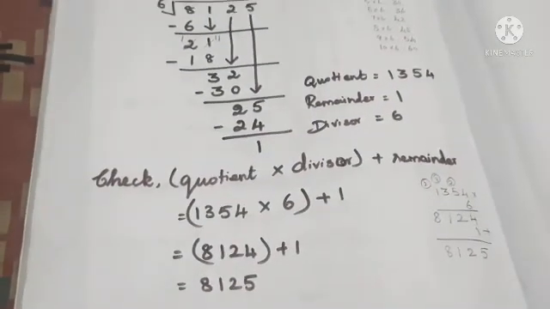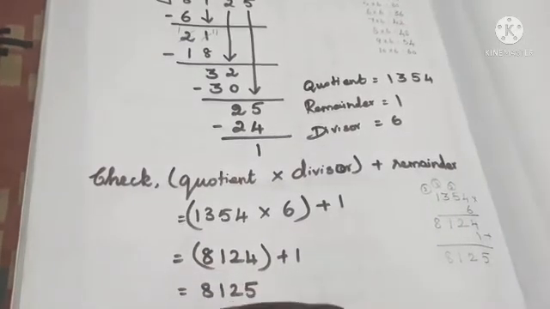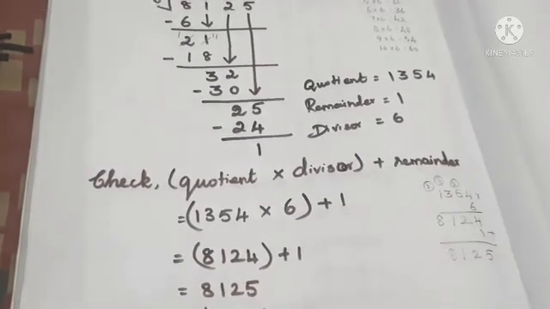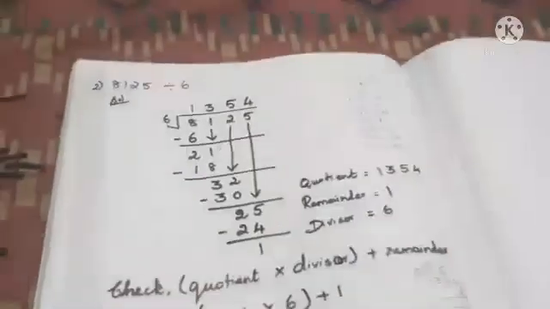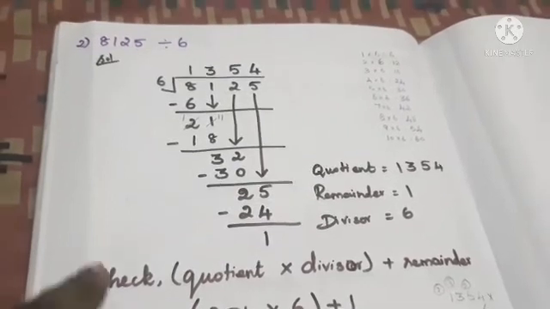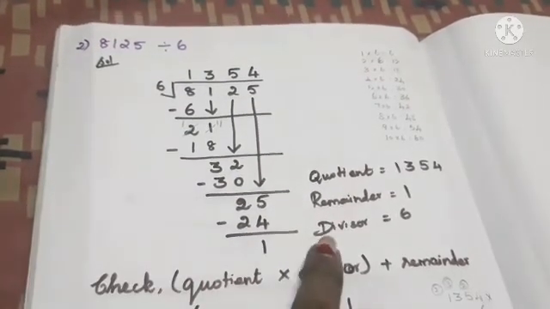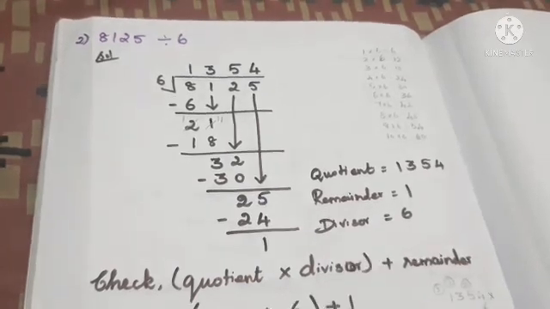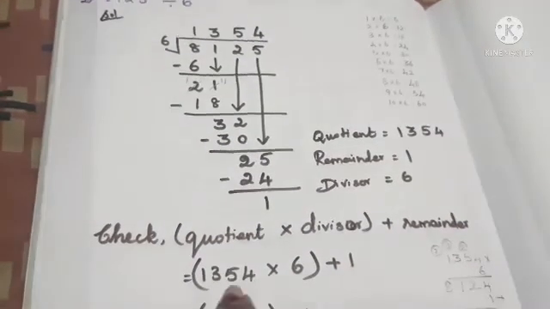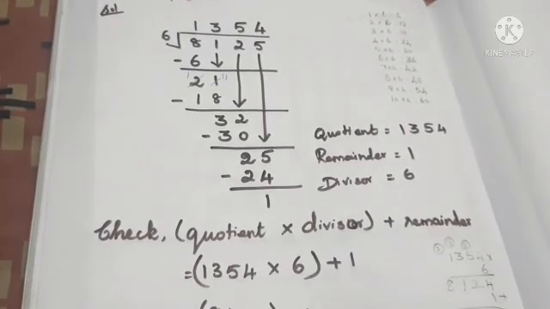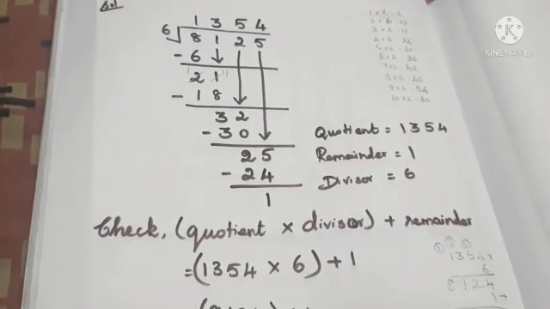So we write that it is equal to the dividend. Understood? So now we have completed the second problem. First we do the division and write the quotient value, remainder value, and divisor value at the right side. Next, second step, we write the formula. What's the formula? Quotient into divisor plus remainder. Next we substitute the values in the formula.